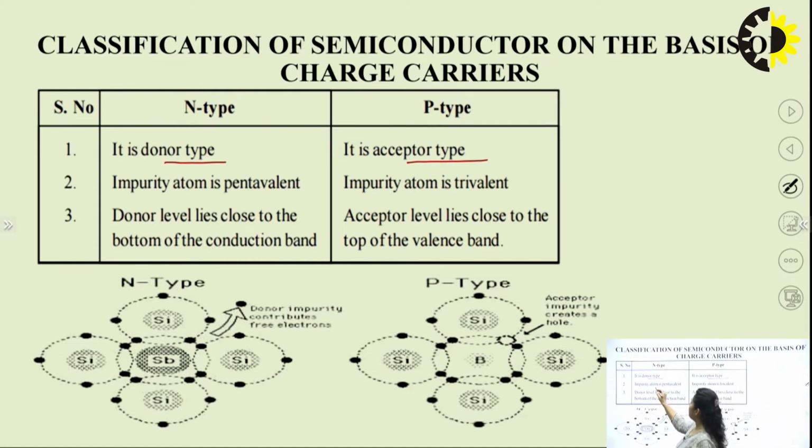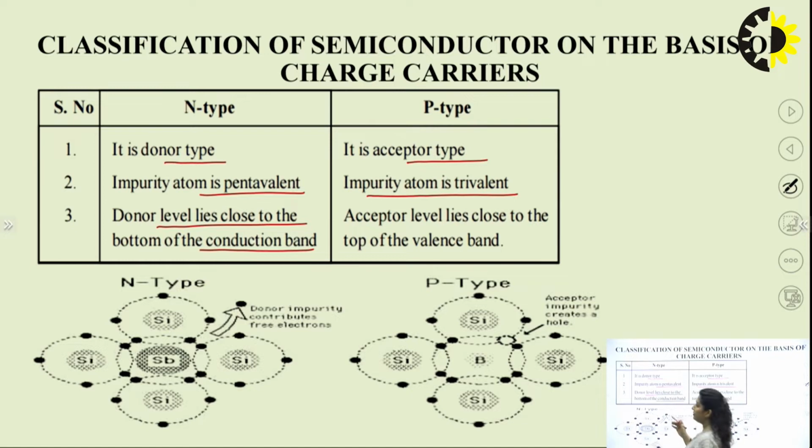In the n type, the impurity atom is pentavalent, because we are taking fifth group elements, so the outermost shell has 5 electrons. In the p type, the impurity atom is trivalent. In the n type, the donor level lies close to the bottom of the conduction band.